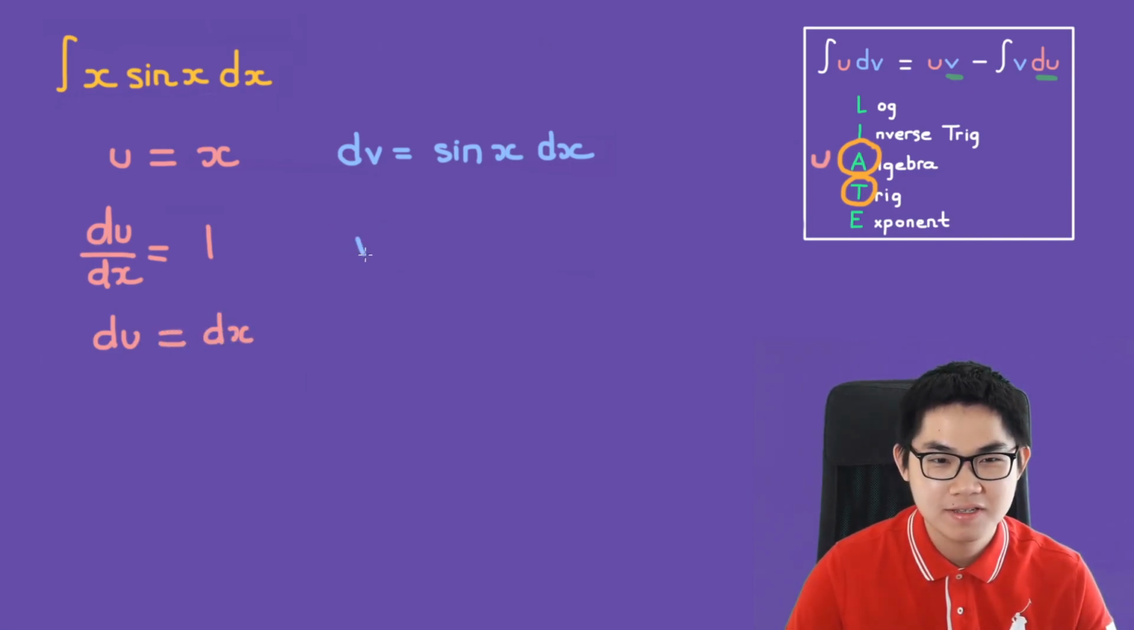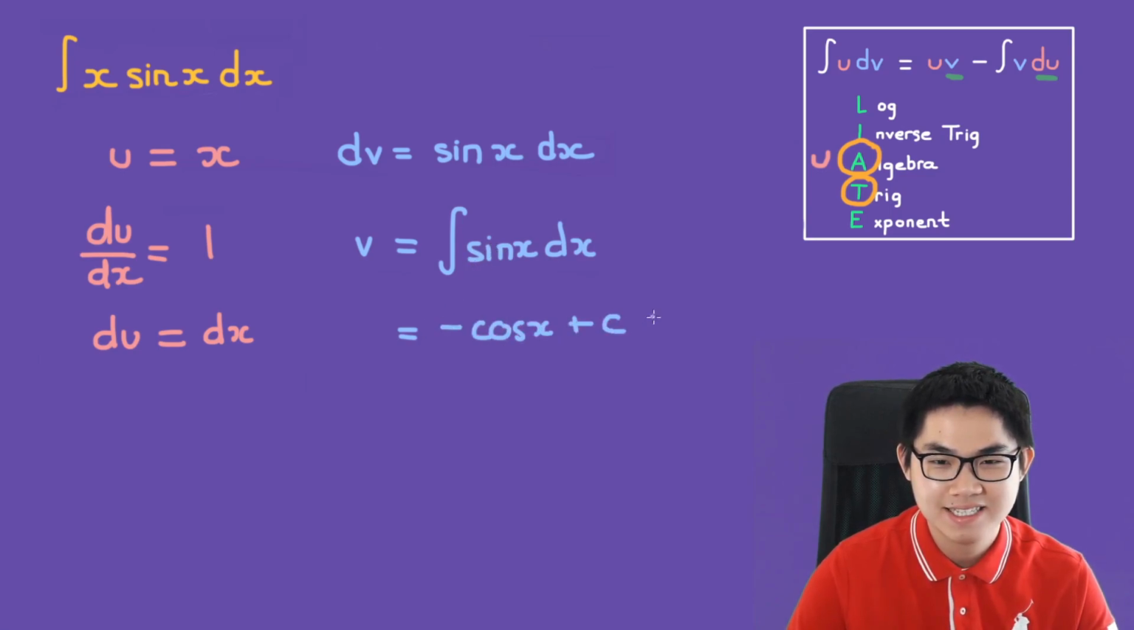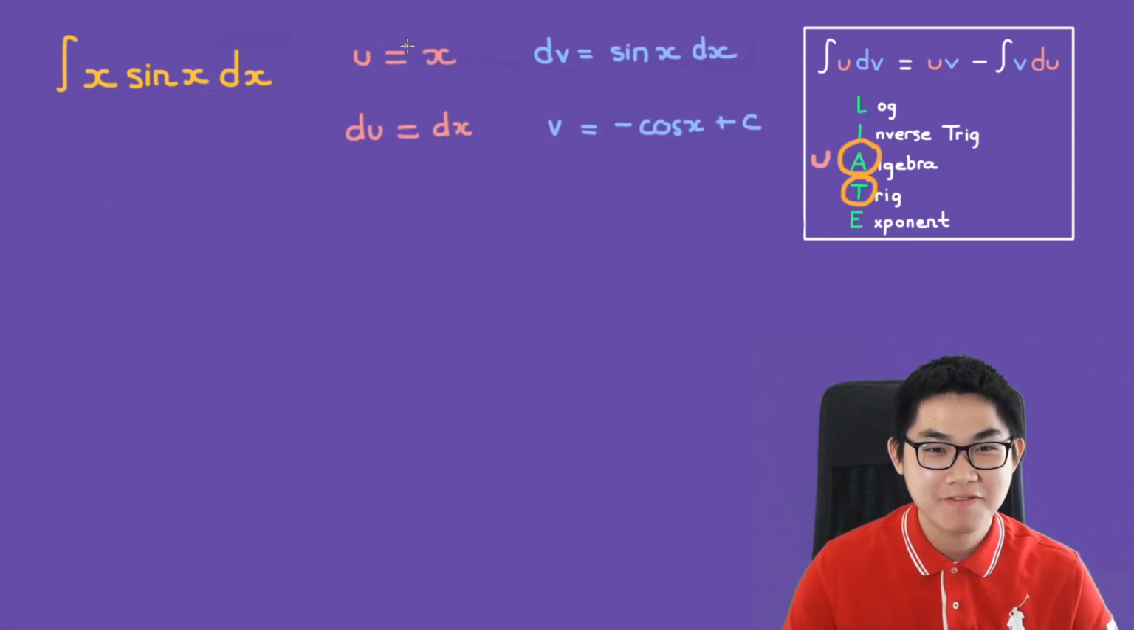How about v? If you want to find v, you have to integrate sine of x. So v is equal to the integral of sine of x dx. And the antiderivative of sine of x is negative cosine of x plus c. Now that we have all the necessary components, the last step is simply to plug it into the formula.